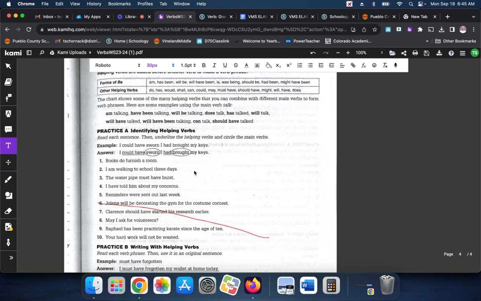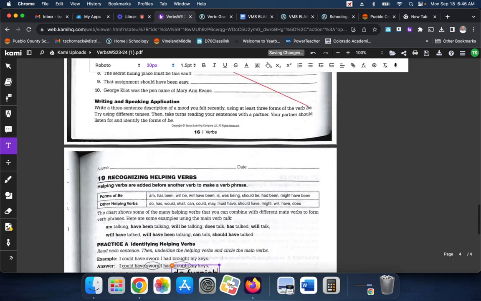There's 11 on this. Let's do number 1 together. So we'll create a text box. Books do furnish a room. We ask ourselves, who or what are we talking about? We're talking about the books. What are the books? What's their action? What's their state of being? Well, books furnish. How do we know they furnish? Because we see them around. But then we ask ourselves again, what about them? They do furnish. So we're going to put do furnish on our paper.